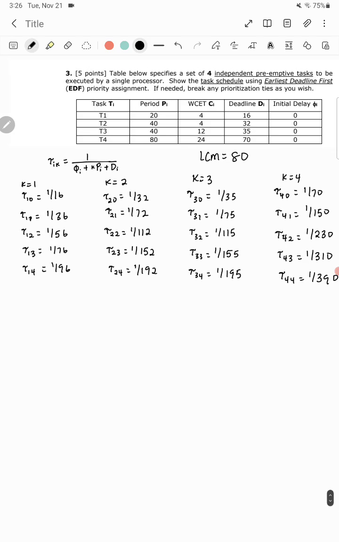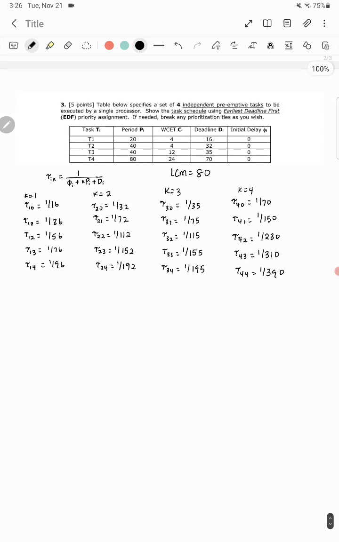What this LCM tells us is the entire period of this task. We want to plot all of them on a period diagram. The smallest is going to be 0, and the largest is going to be whatever your LCM is. A good rule of thumb is to pick an LCM that is the same as the largest period for a particular task that is given. In this case, the largest period here is 80, so that is going to be our LCM.